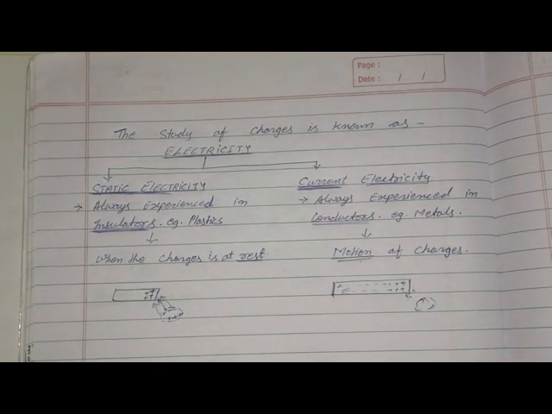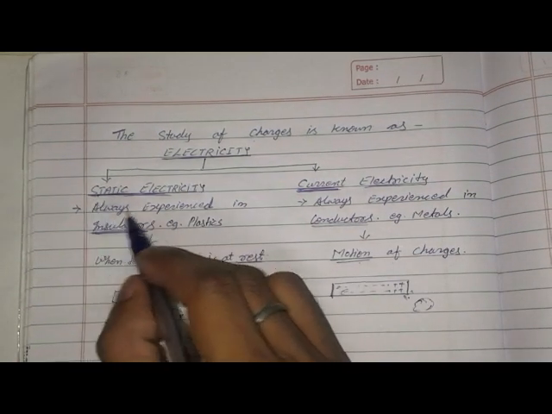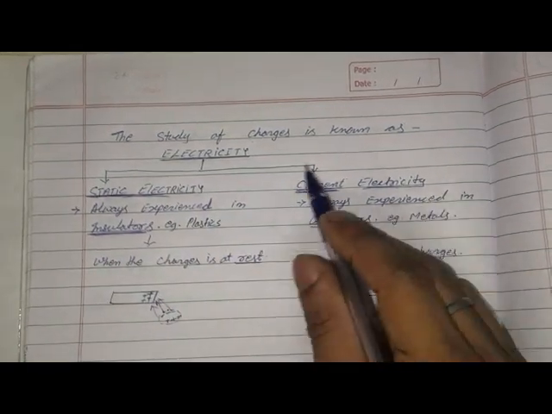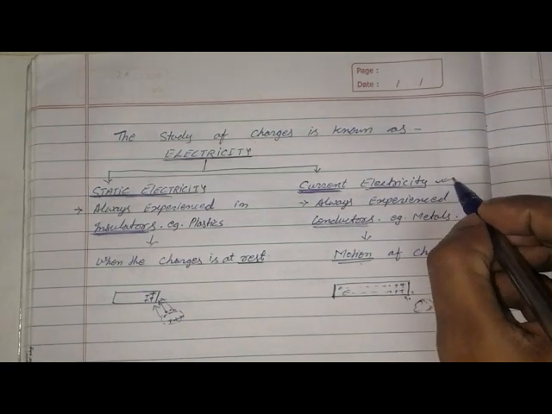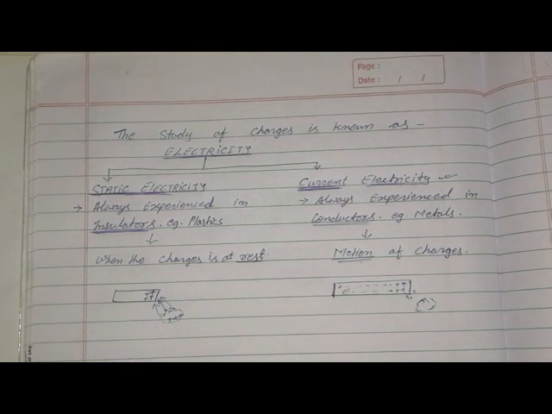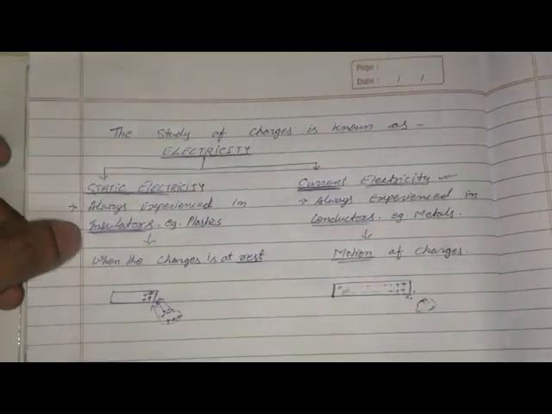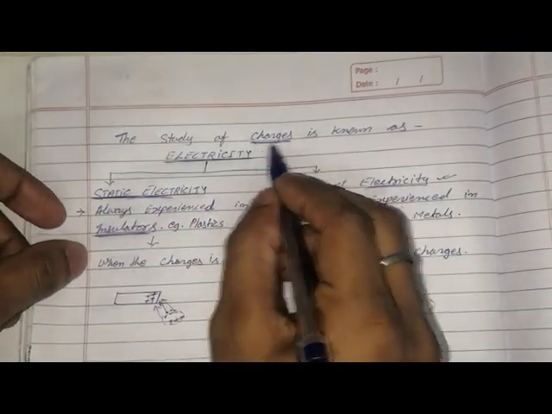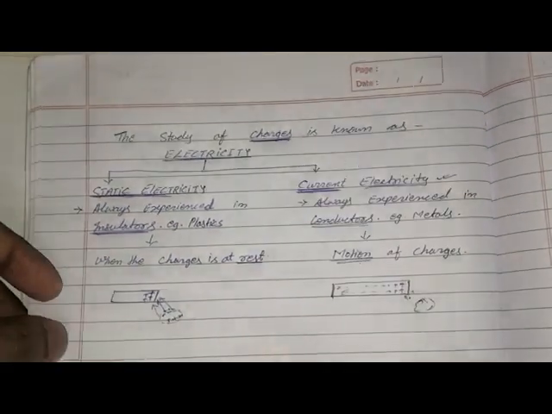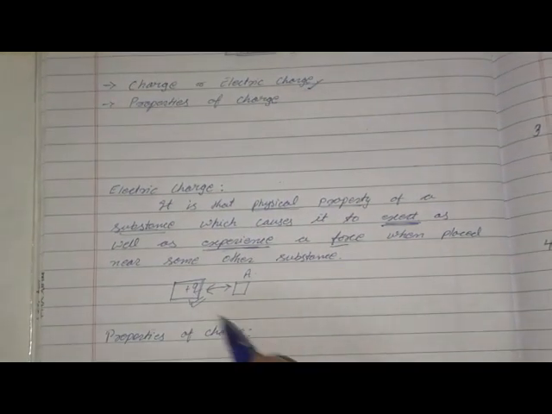So these are the two types of electricity that we have to study. Since in class 10th you don't have to study much about static electricity, we only have to study current electricity. We will study current electricity in detail in later videos. Today we will understand the other topic, that is, what is a charge. You have the study of charges, so the first thing to understand is what the charges are, and then we will understand some of the properties of the charges.